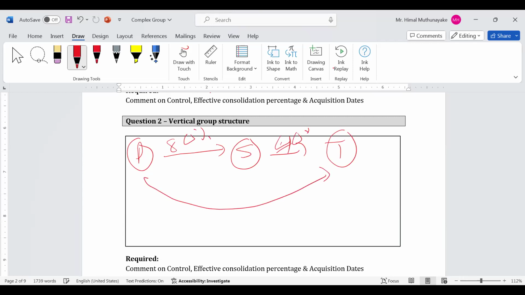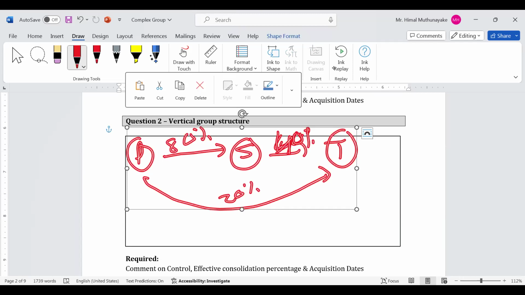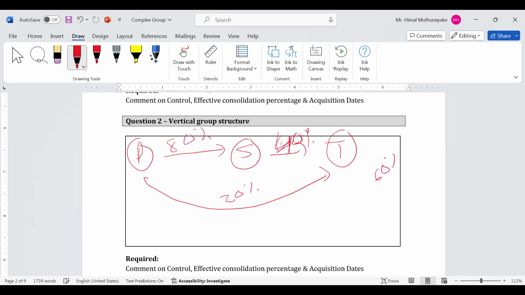Directly I'm getting the 20%. Right. In here also, what we need to look at. So here, when we're looking at the immediate control, 40% plus 20%. That means 60%. That means this will become your subsidiary, right? There will be a control, right?